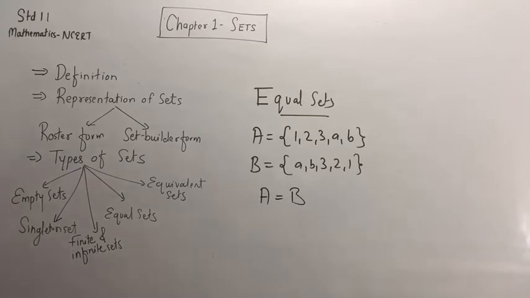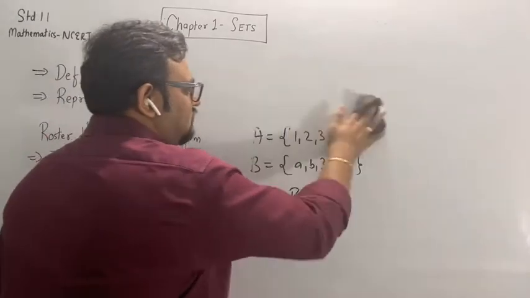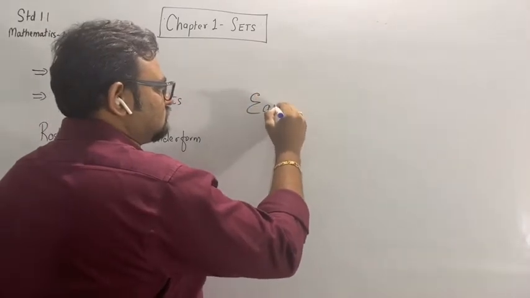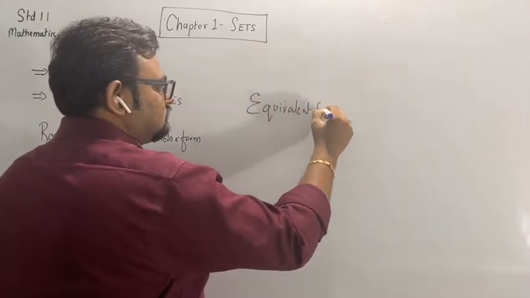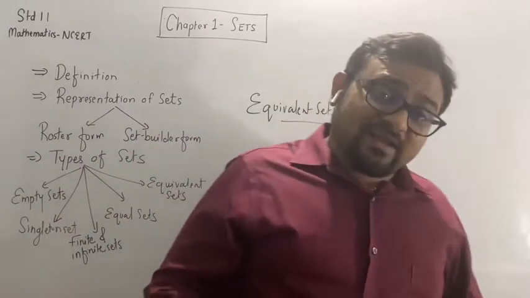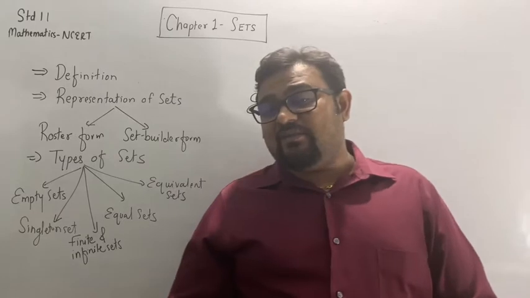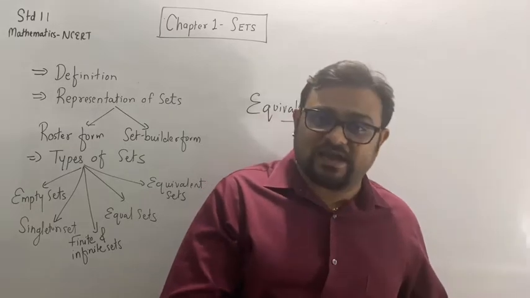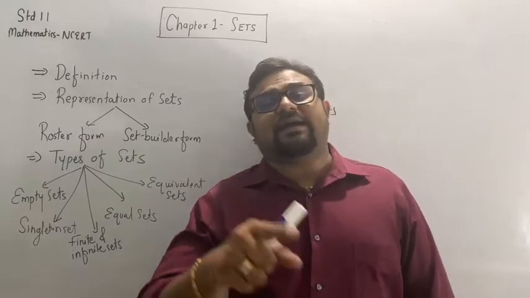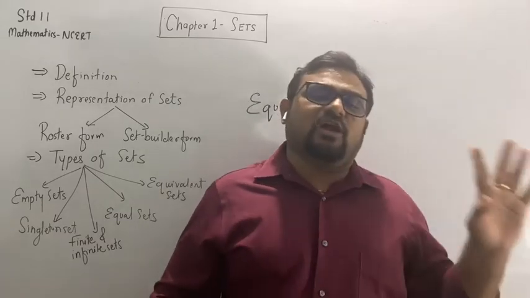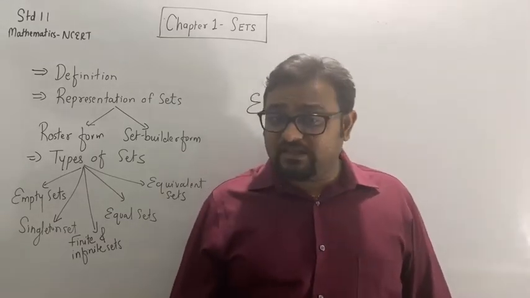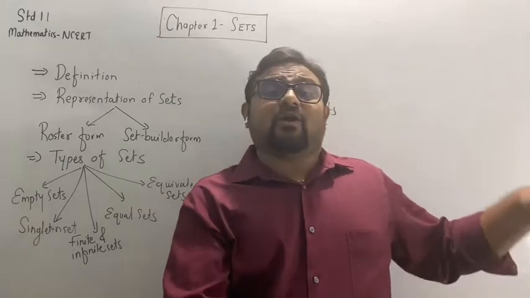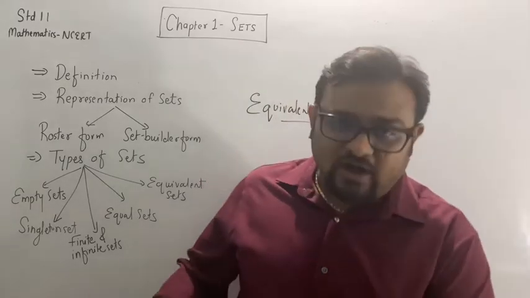And the next is equivalent sets. In equivalent sets, all the elements of one set need not be the same as in the other set, but the number of elements in one set must be equal to the number of elements in the other set. That means all equal sets are definitely equivalent sets, but all equivalent sets are not equal sets.